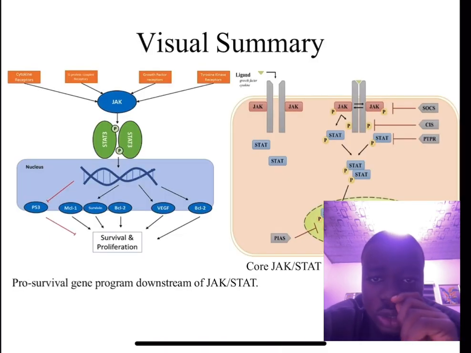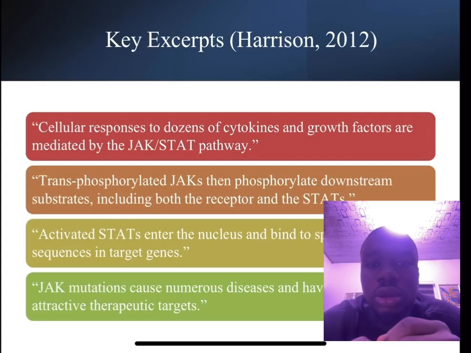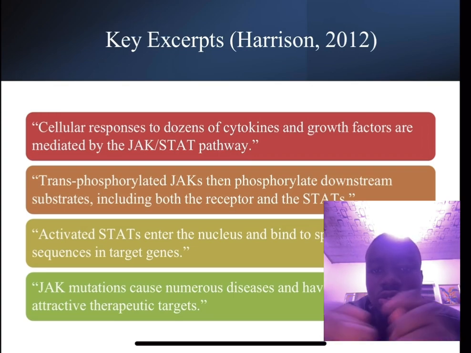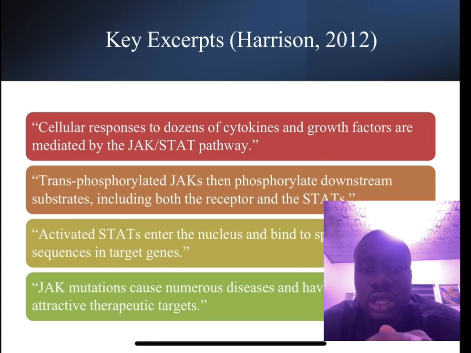This is another visual representation of the pathway, showing the tyrosines, the coming together of the JAKs, the phosphorylation, and the separate STATs when they come together and form a pair before they migrate into the nucleus of the cell. These are some takeaways: the cellular response to dozens of growth factors is mediated in the pathway through transphosphorylation and then downstream substrates. Activated STATs enter the nucleus to bind sequences of the target genes. JAK mutations cause numerous diseases.